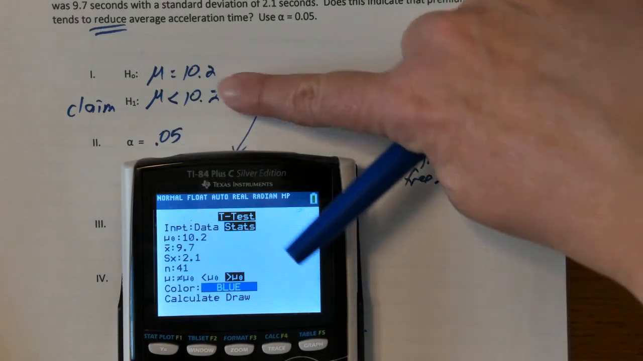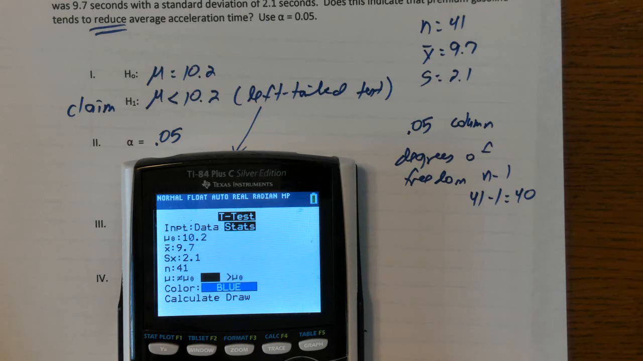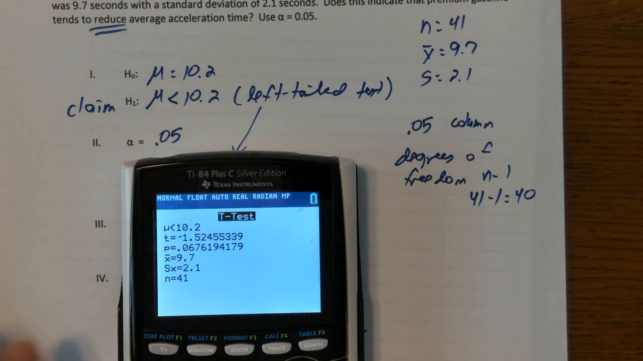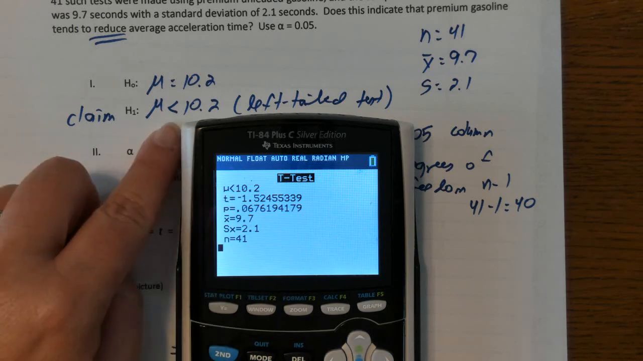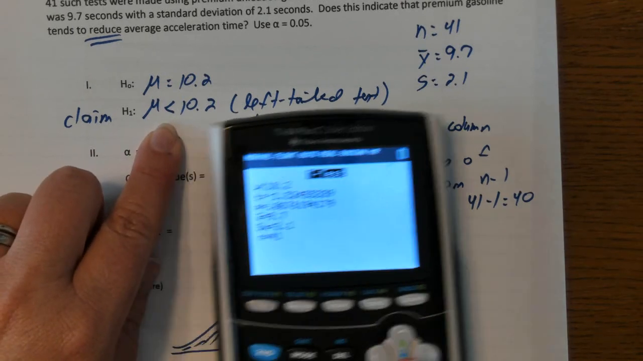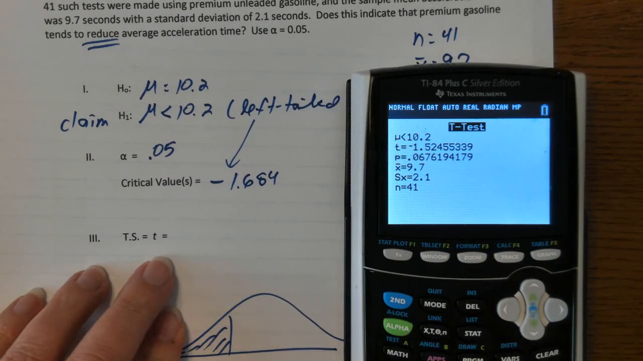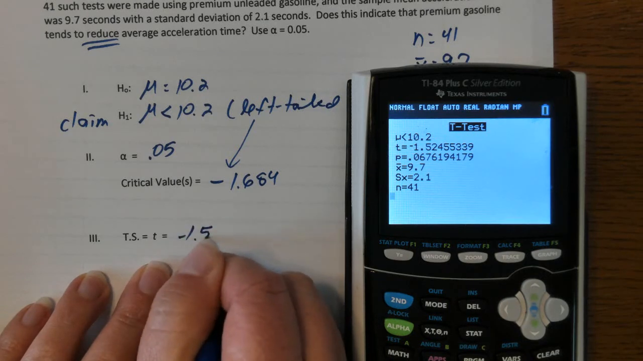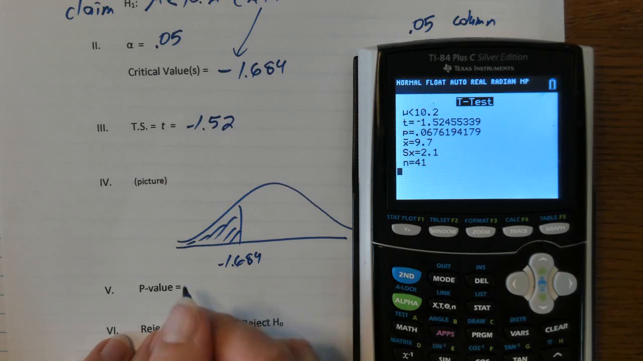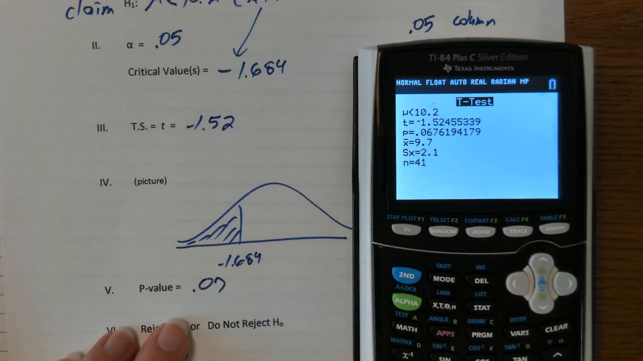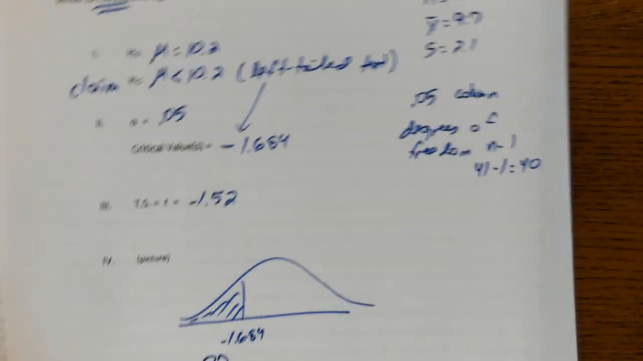My alternative hypothesis had a less than symbol, so I'm going to pick the less than symbol in my calculator, and I'm going to hit calculate. It reminds me that I picked an alternative hypothesis of mu is less than 10.2. That does match my alternative on my paper. My test statistic, they tell us, is negative 1.52. My p-value is 0.07 if I rounded to 2 decimal places, 0.068 if I did to 3 decimal places. And now I'm ready to make a decision.